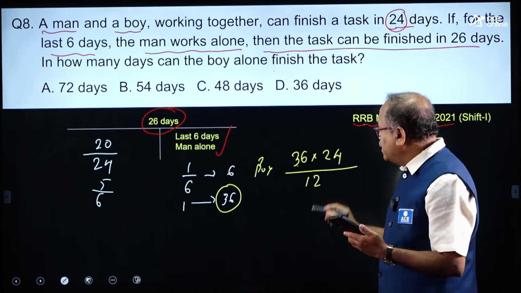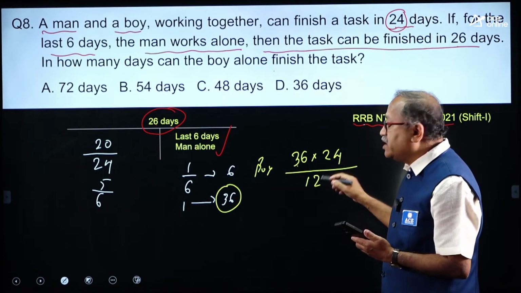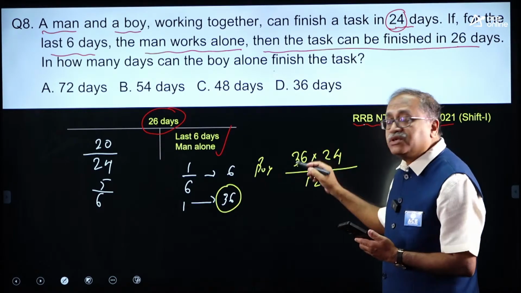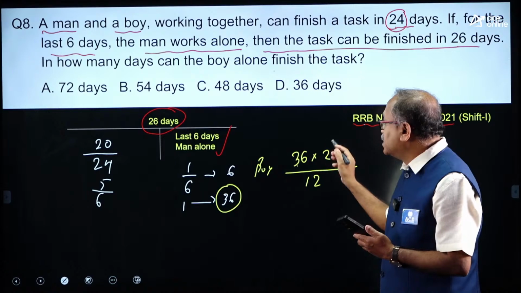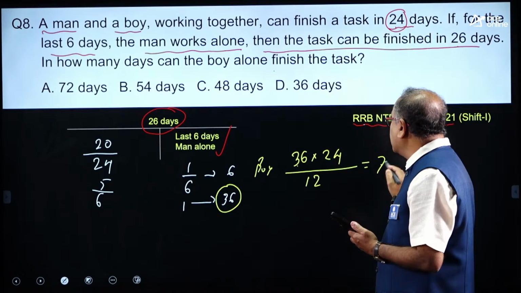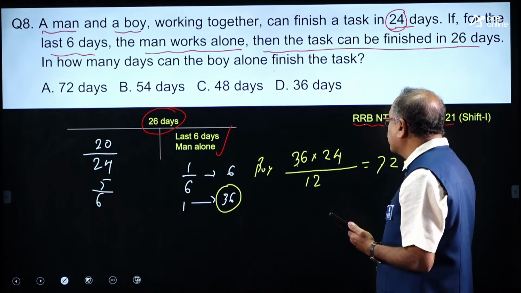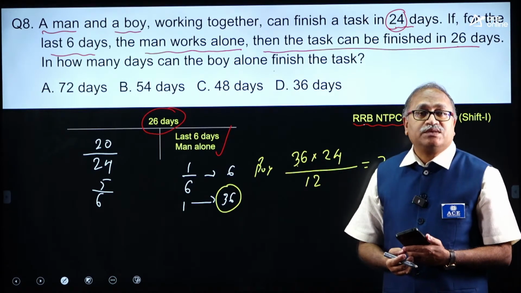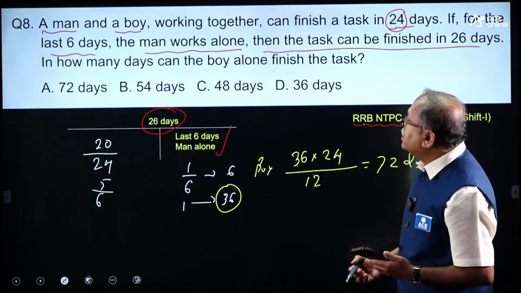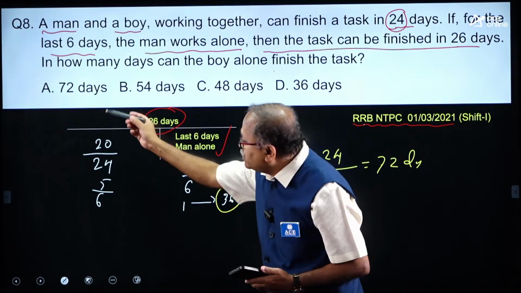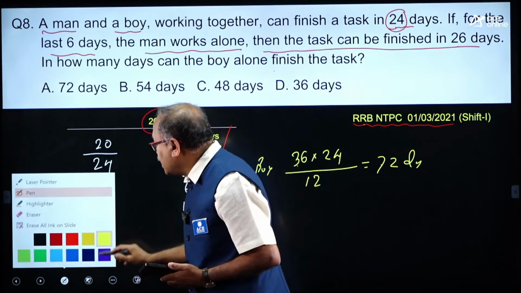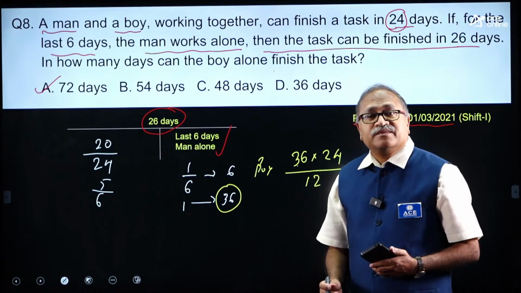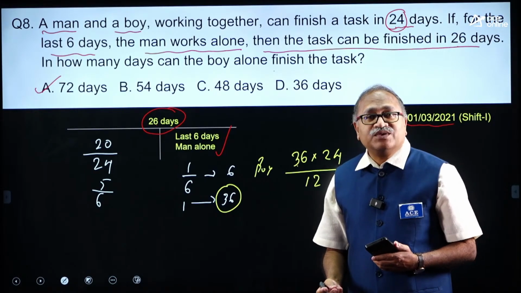Anyone answered it? When you solve this equation, 36 into 24 by 12 is 36 into 2, that is nothing but 72 days. That means the boy alone completes the work in 72 days. Hope you are understanding, my dear friends. Is 72 days there anywhere? Yes, I noticed that. Option A. Was it not a simple question?